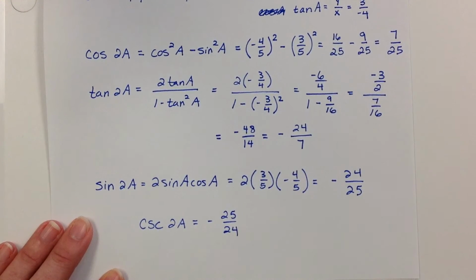Of course, I just asked for those three, but you could be asked for any of the double angle identities. Once you know sine, cosine, and tangent for that particular angle, then you could find any of them. Okay, next.